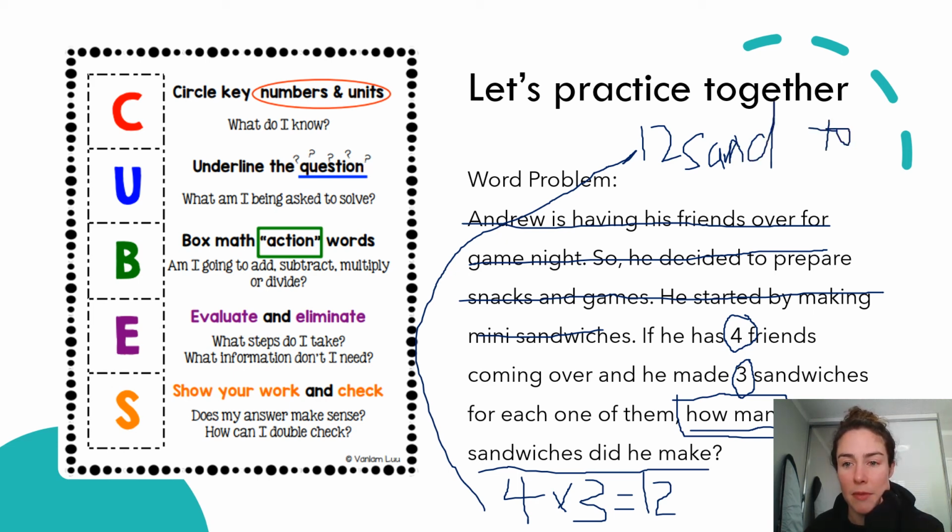So you want to write something at the end of your question as well, so that it's easy for the marker to see what you have. And sometimes you might have to put something like dollars or centimeters or meters after it, so it's good to write it again just to finalize your question.